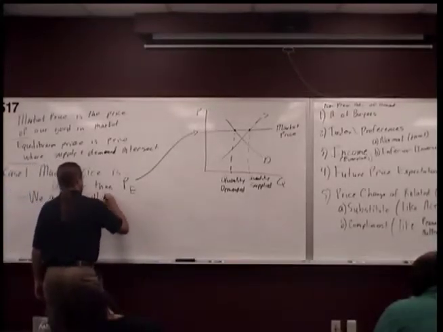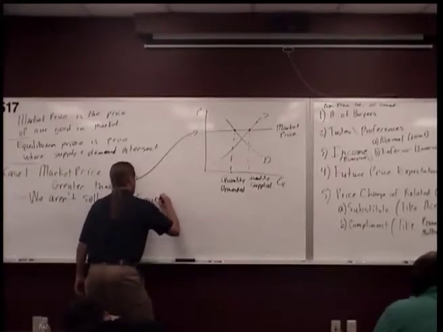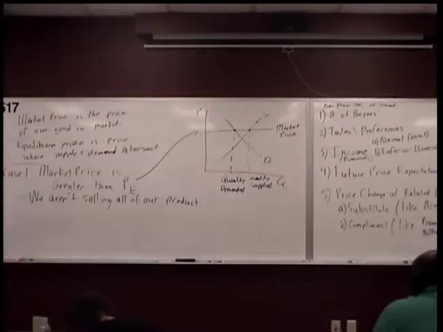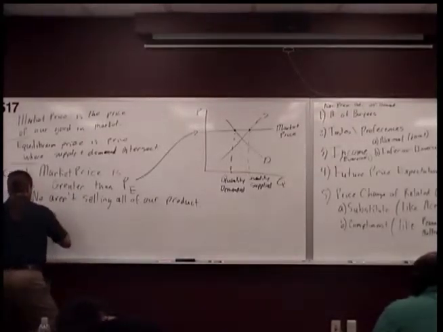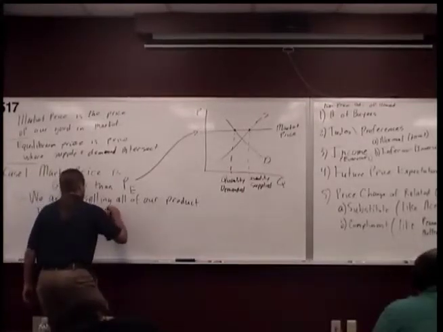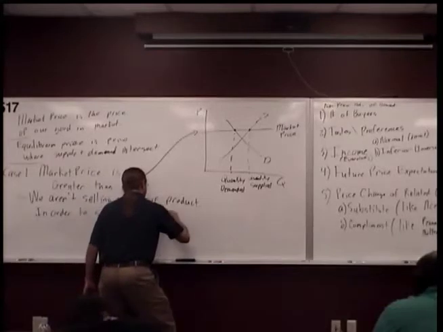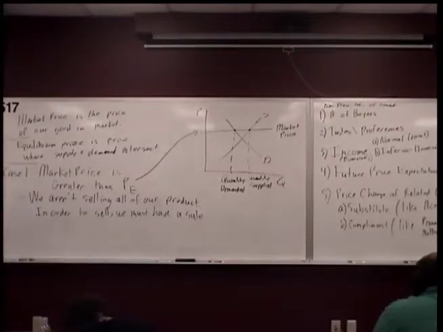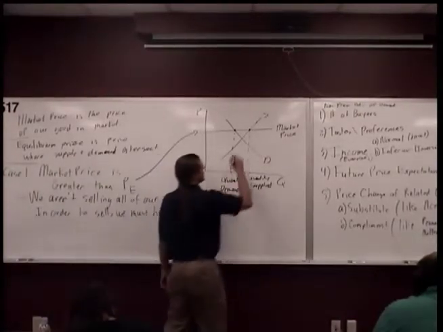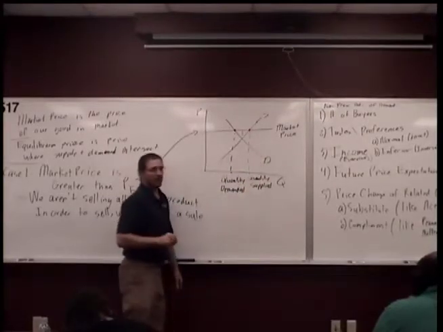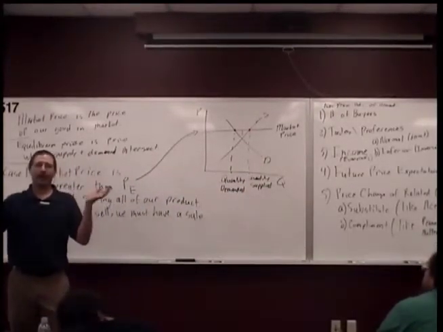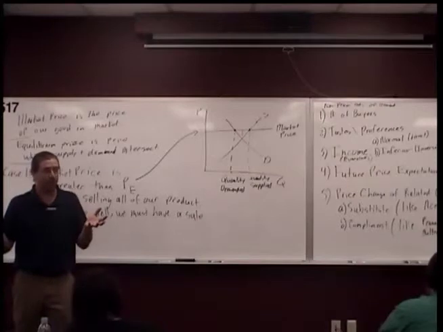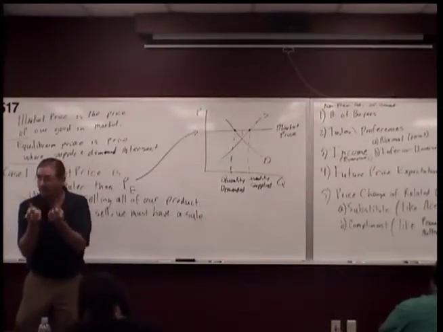we aren't selling all of our product. In order to sell it, we must have a sale. In other words, we have to lower the price. And notice, where does the price head towards? And this is why equilibrium sings to you, because the price always gets pulled towards it.